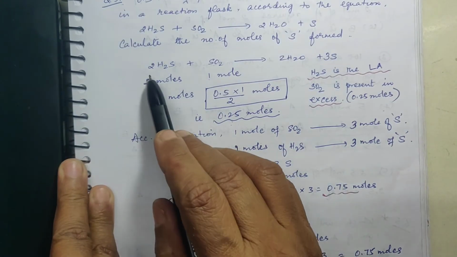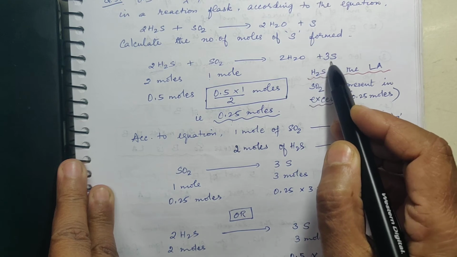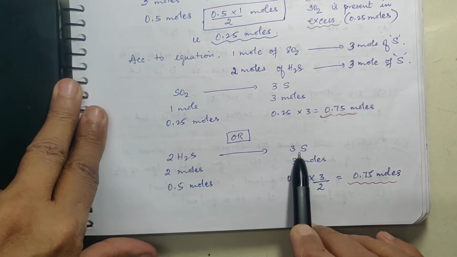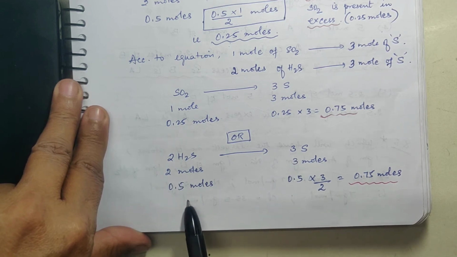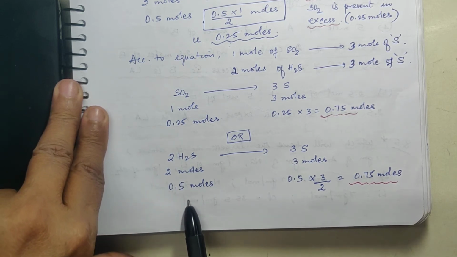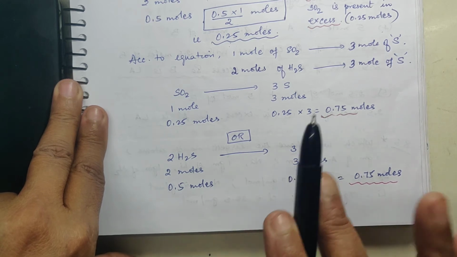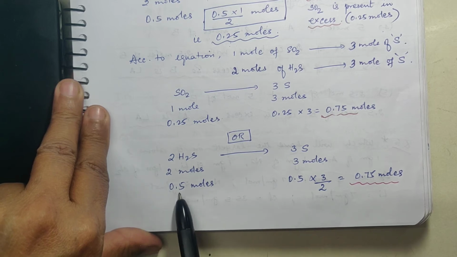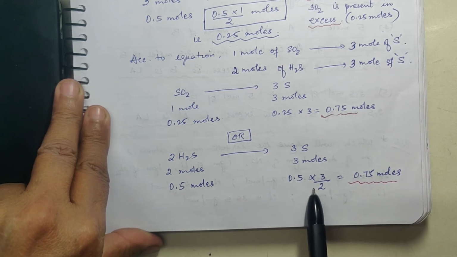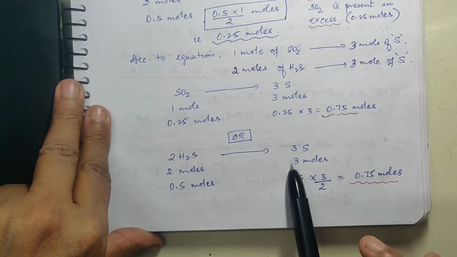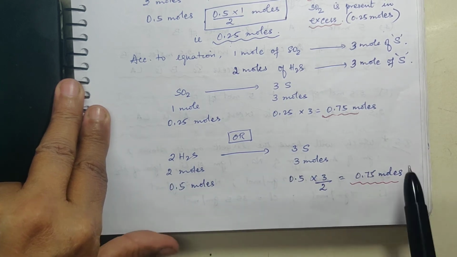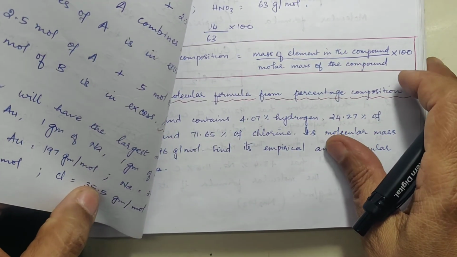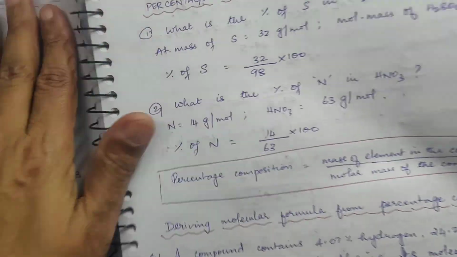According to this equation, 2H2S is giving you 3 moles of S. And H2S is 0.5 moles. H2S is the limiting agent. The limiting agent will be completely consumed, so the 0.5 moles given will be completely consumed. So for 0.5 moles, how much sulfur will be produced? That is 0.5 into 3 upon 2. That will give you 0.75 moles. Is that clear? So try to understand this question.